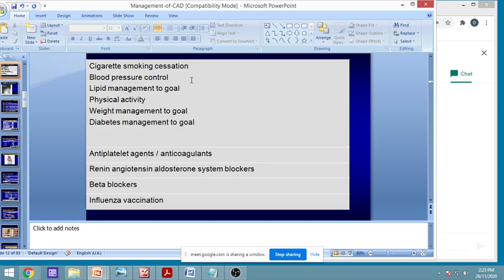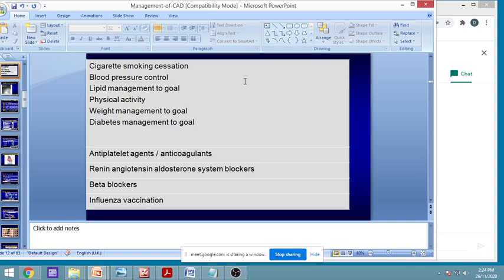Additionally, what should be there? We should go for cigarette smoking cessation, blood pressure control, lipid management towards normalcy. We should set the goal for that. Just like blood pressure, we have set a goal of reduction by around 20/10, means 20 millimeter of systolic and 10 of diastolic. Weight management should be there so that we can have weight reduction by maybe 10 kilo, 20 kilo, in a given period of time. Diabetes management, that is how much blood sugar can be controlled.